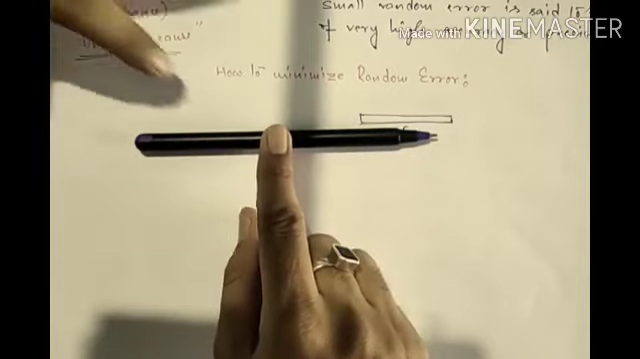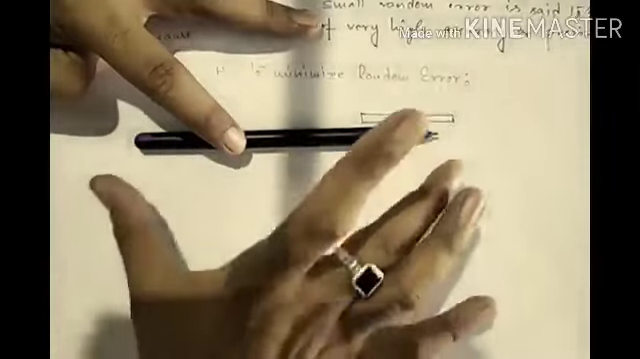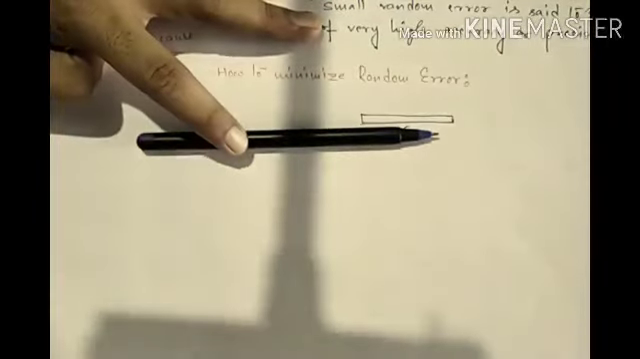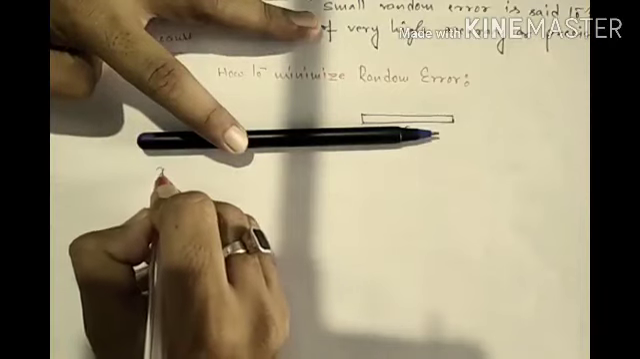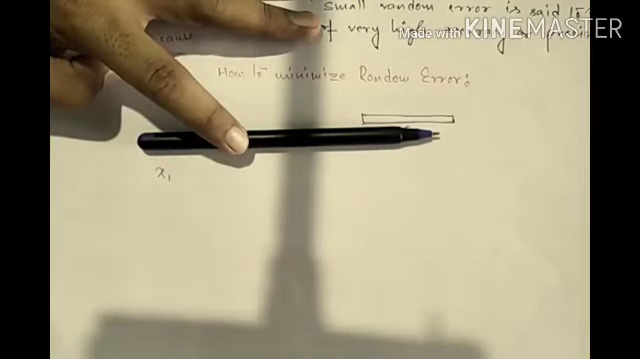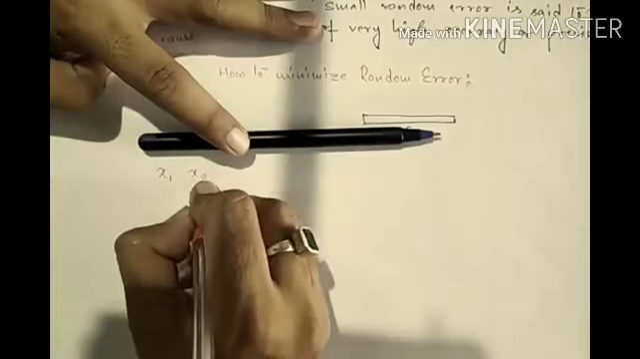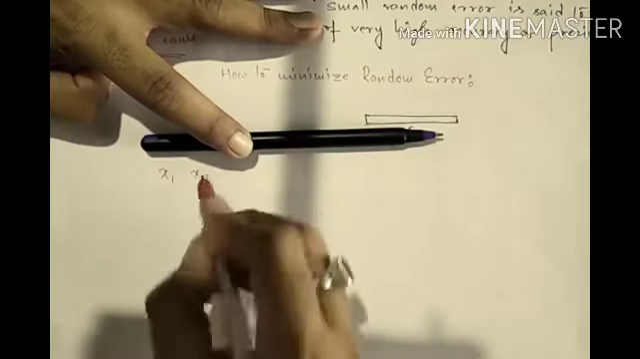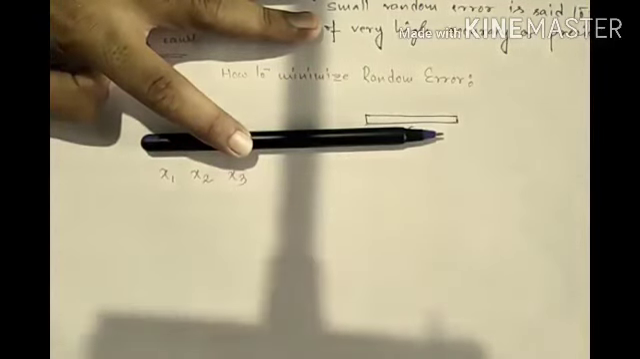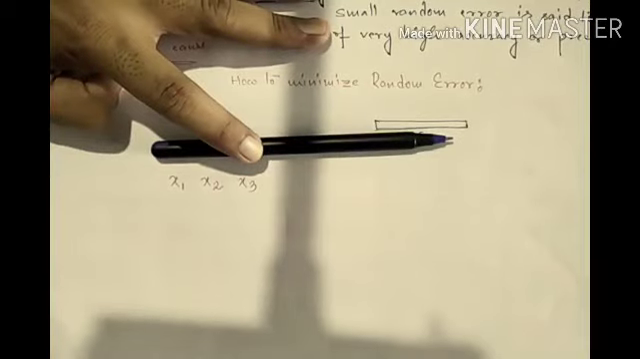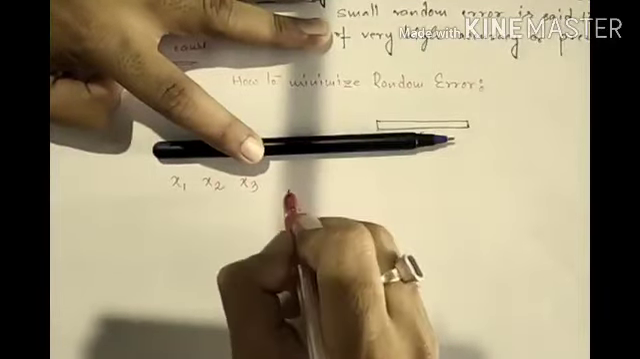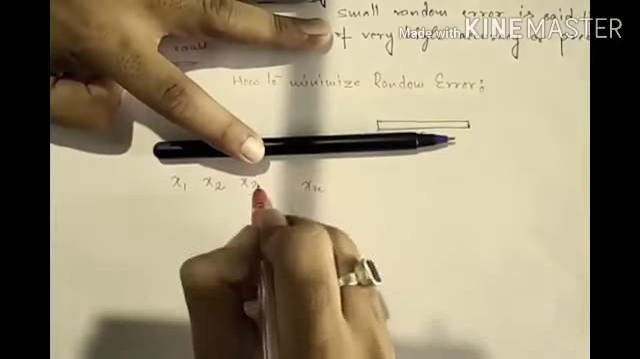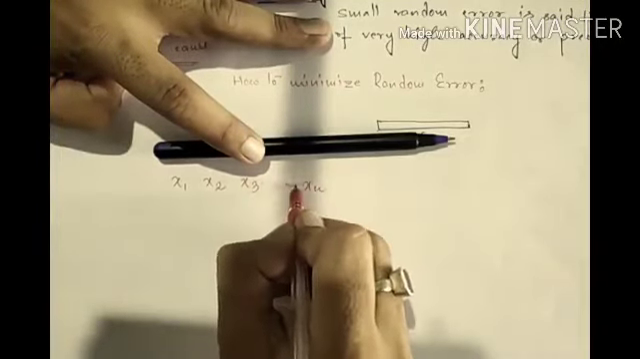Suppose first when I have kept the pen here, I have taken a scale and measured the length of this pen, and I have found the result to be, say, x1 centimeter. Again I have taken the same scale, measured the length of this pen, and found the length to be x2. Thereafter again I have measured the length of the pen and found the result to be x3, and like that, say I have measured n times: x4, x5, x6, like that, n times.